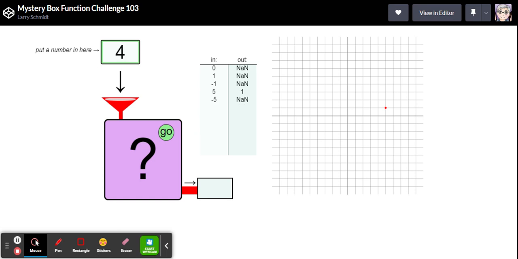All right, how about 4? Okay, so if this is a square root function, maybe it's just been shifted over 4 to the right. And if that's the case, if I put in a 6, the answer should be the square root of 2. And I'm getting 1.4142. That looks like the square root of 2 to me.